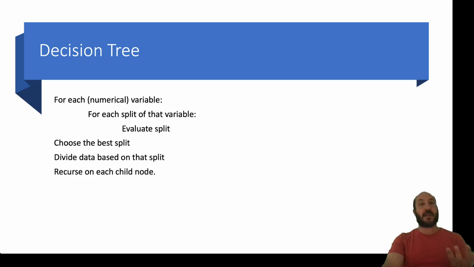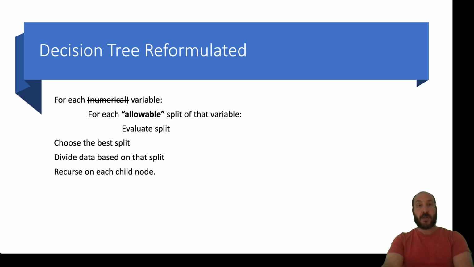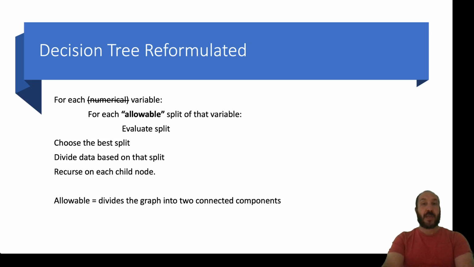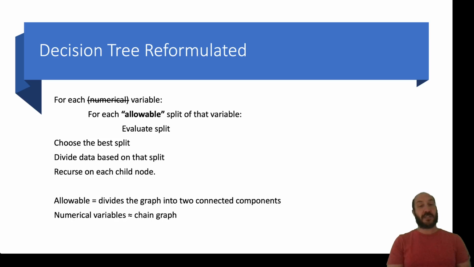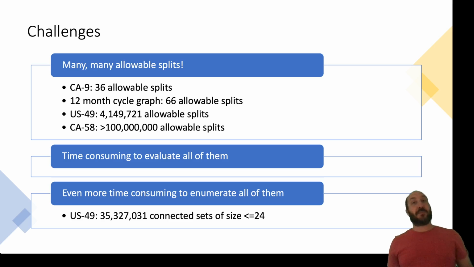So how can we make the decision tree accommodate categorical variables? Well, it's actually quite simple in theory. We could just reformulate it and say for every variable, we're going to check each allowable split of that variable. And we're going to define an allowable split as one that divides that structure graph into 2 connected components. If we took this definition, numerical variables would essentially reduce to a chain graph like structure.